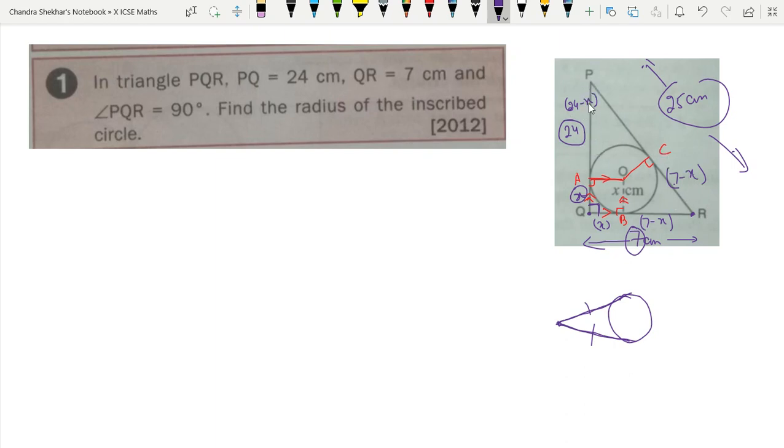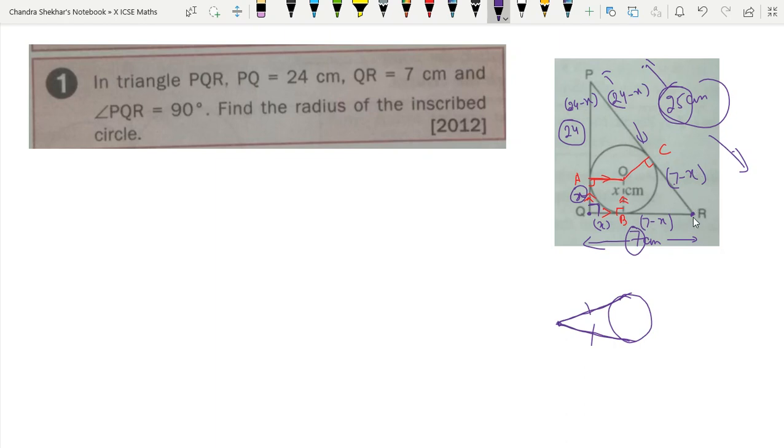This is 24 minus x. So will this also be 24 minus x from here to here? Because PC is a tangent from an external point to the circle and PA is also a tangent. So PA is equal to PC, therefore 24 minus x. Now we get 24 minus x plus 7 minus x should be equal to 25. So x is equal to 3.